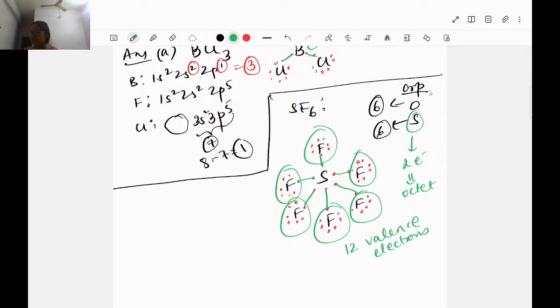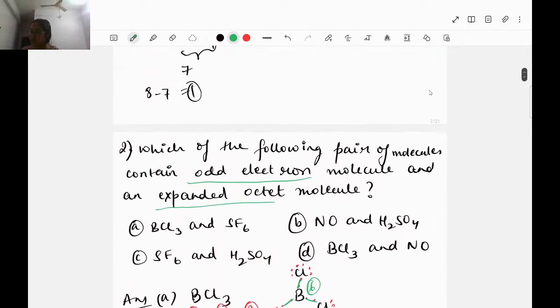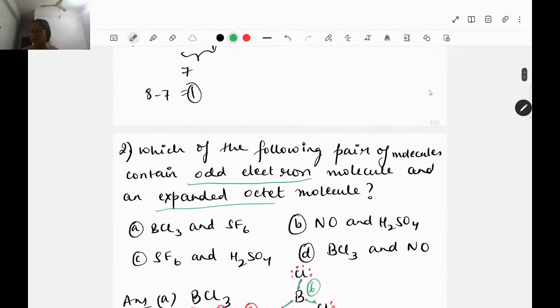It initially had 6, but it is taking 6 more through covalent bonding. So what do we call this case? This is a case of expanded octet. Why? Because sulfur is expanding its octet. So this is a clear case of expanded octet. So we have found out one criteria, expanded octet.